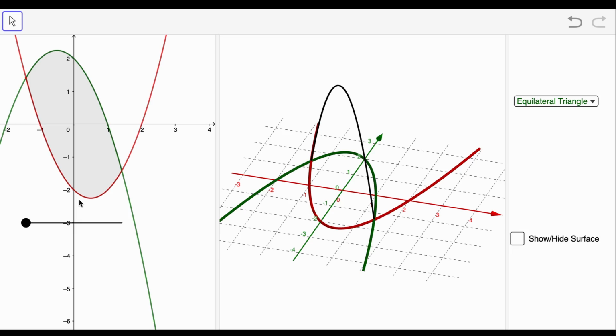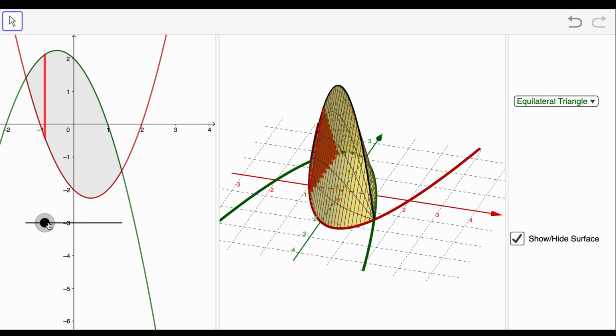Okay, for this example, let's look at what the equilateral triangle looks like as you slide it along the x-axis between these two curves. So this is the space and the volume that the equilateral triangle is. So this is the volume that is created as we slide this equilateral triangle along the x-axis. So this is the volume that we are solving for.